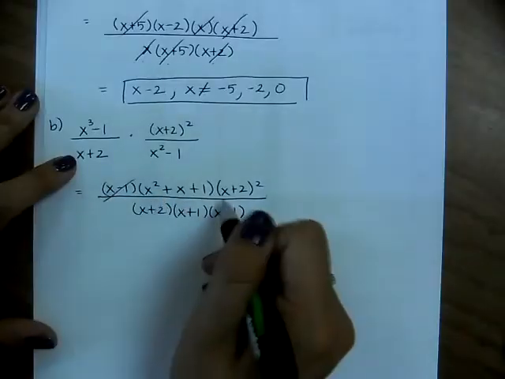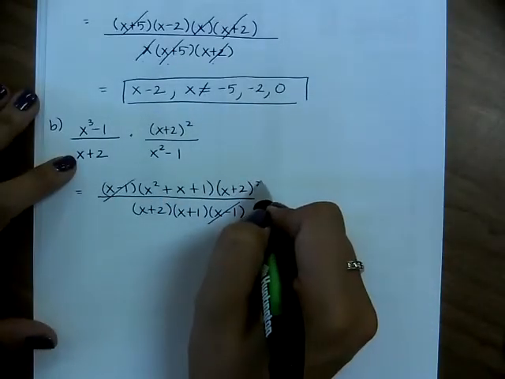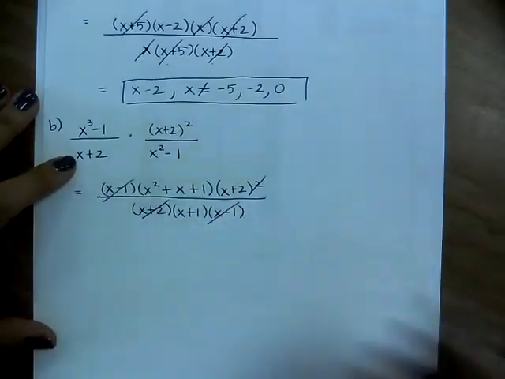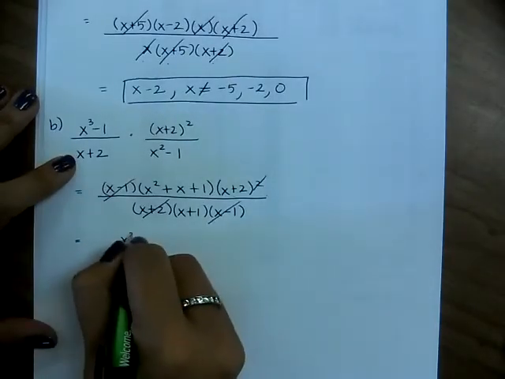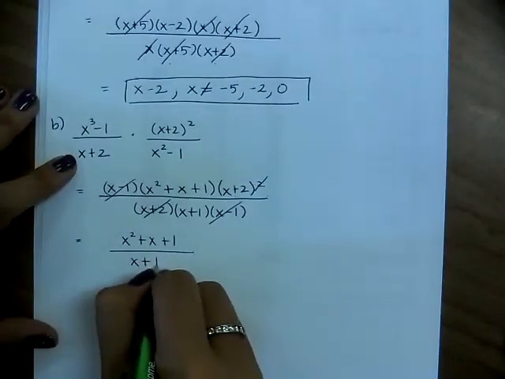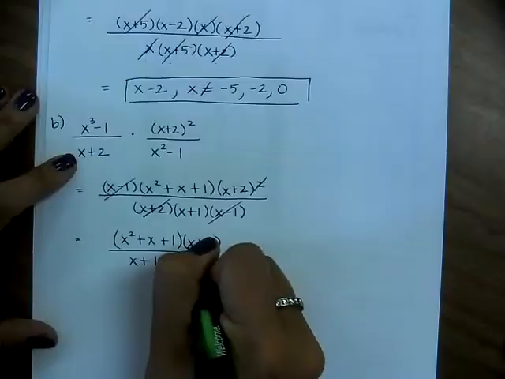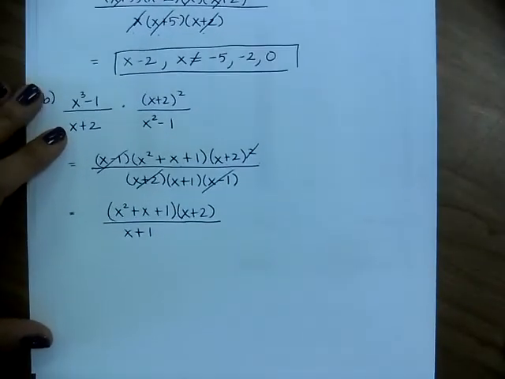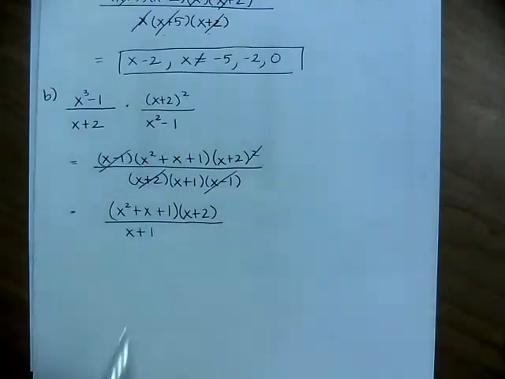Okay, so I cancel my x minus 1. I cancel one of these x plus 2's in the numerator and the other one in the denominator. And now I'm left with x squared plus x plus 1 over x plus 1. Whoopsie, I lost my x plus 2. Now you're not going to multiply this out. You're going to leave it in factored form because it's easier for me to check.